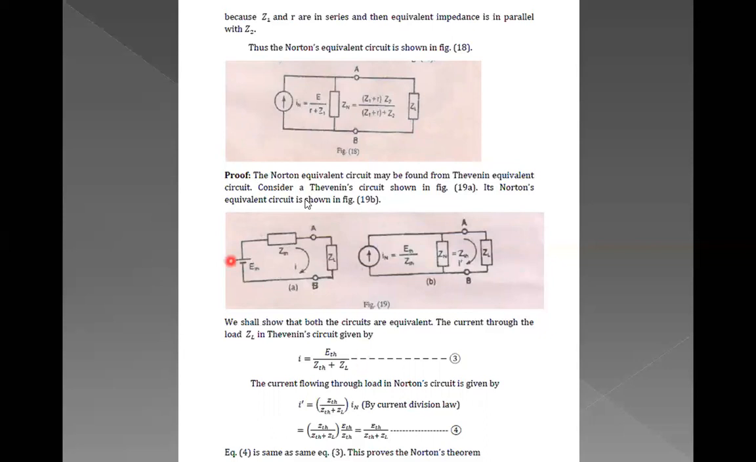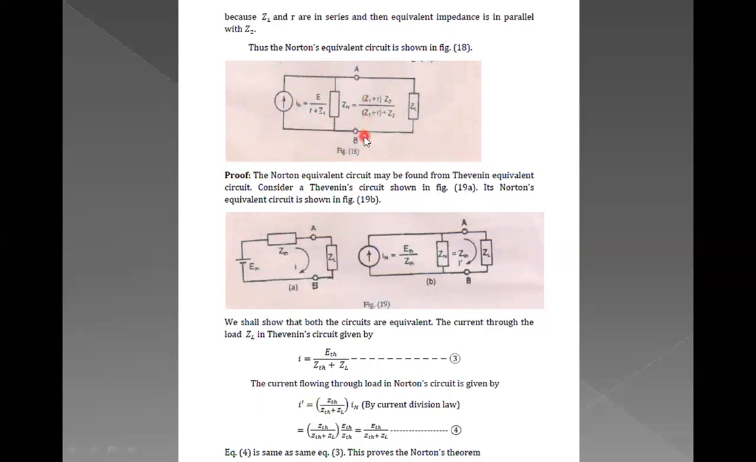Now this has come into an equivalent circuit of Norton, like a single current source in parallel with a single resistor. So this is IN. IN was equal to E by R plus Z1, and Zn was equal to (R plus Z1) into Z2 divided by R plus Z1 plus Z2. So this can be called an equivalent Norton circuit.